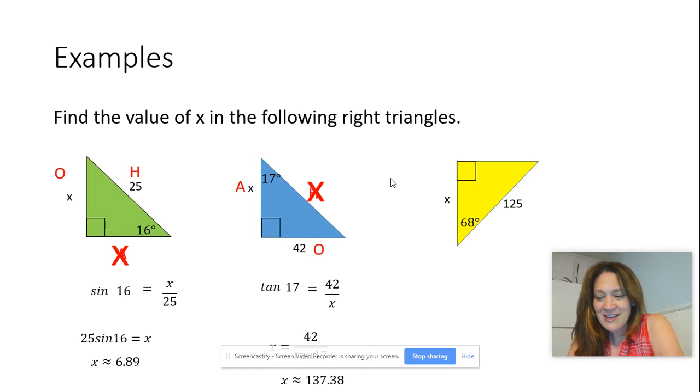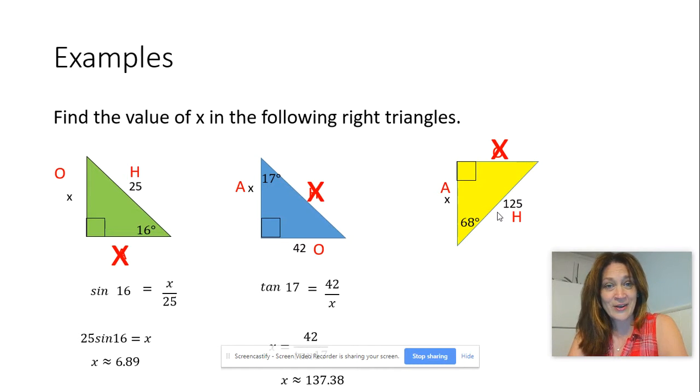Okay, one more. So my yellow triangle. Here I have a 68-degree acute angle. So across from it, opposite side, across from the 90 degrees, the hypotenuse, leftover side is the adjacent. This time I'm going to go ahead and get rid of my opposite side. Leaves me with the adjacent side and the hypotenuse.